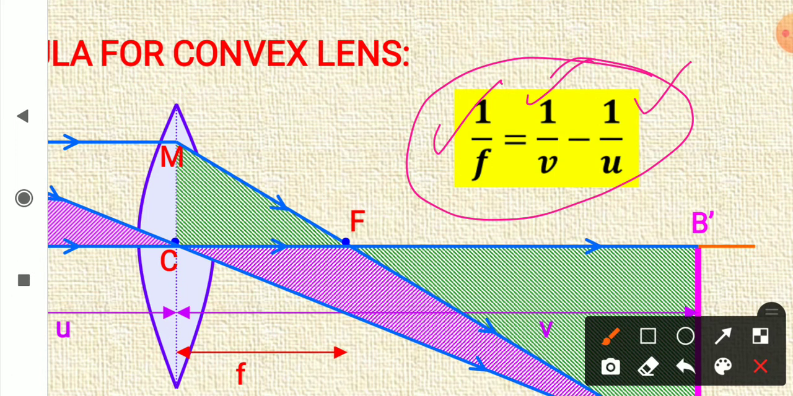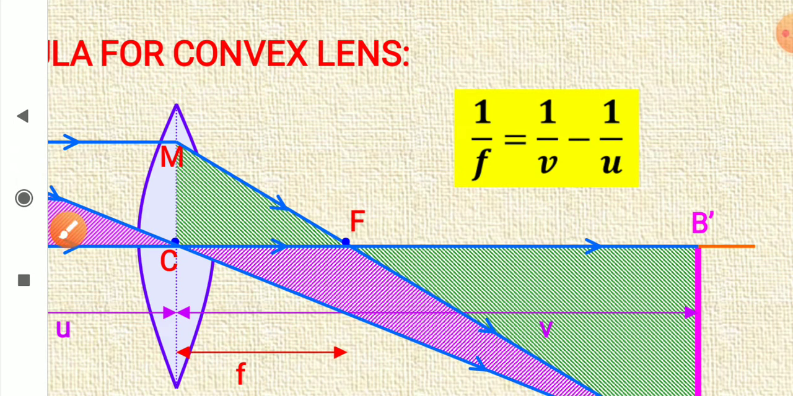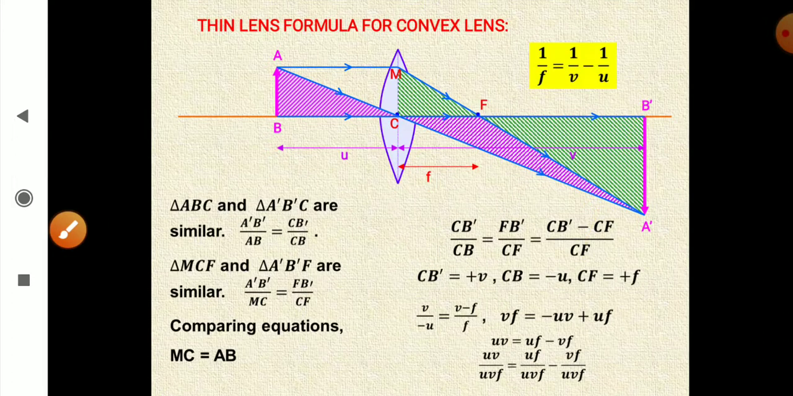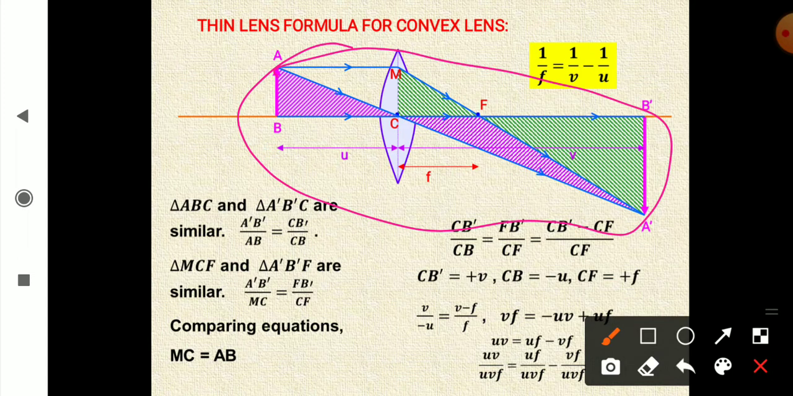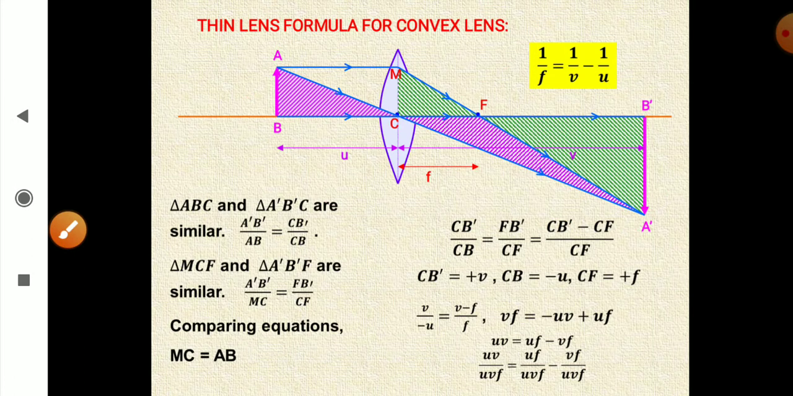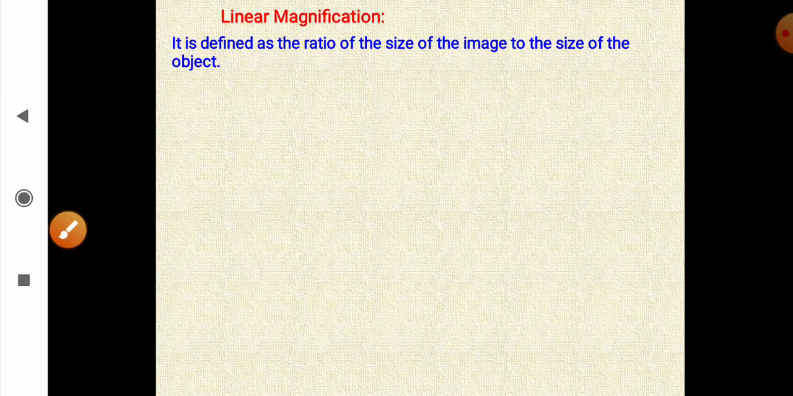You are familiar with this relation, and this relation is true for both kinds of lenses. It is true for convex lens as well as concave lens. It is true for virtual images as well as real images. Here I have taken a real image, but you can derive the relation for virtual image also, and the same relation for concave lens also. So the lens formula remains the same in all possible situations. Now, linear magnification.